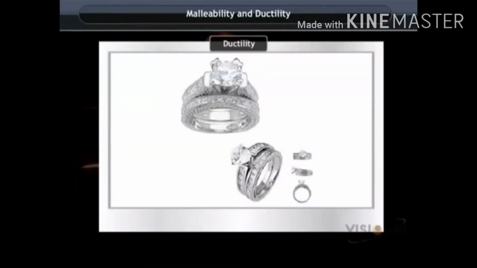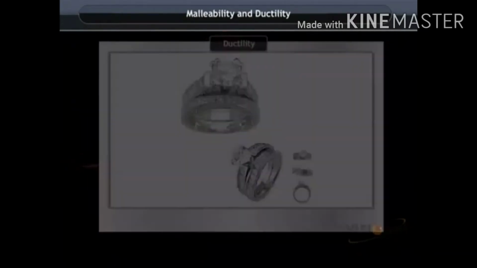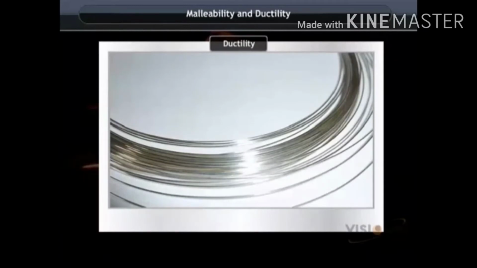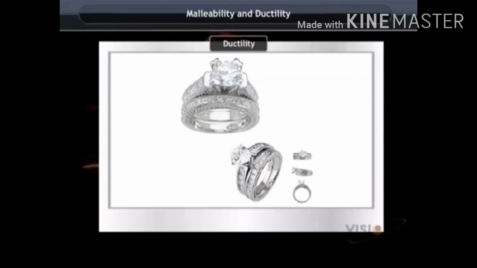Ductility. The property of metal by which it can be drawn into wires is called ductility. Non-metals are not ductile in nature. Gold and silver are the most malleable and ductile metals. Also, these metals are very shiny, hence they are used extensively for making jewelry.